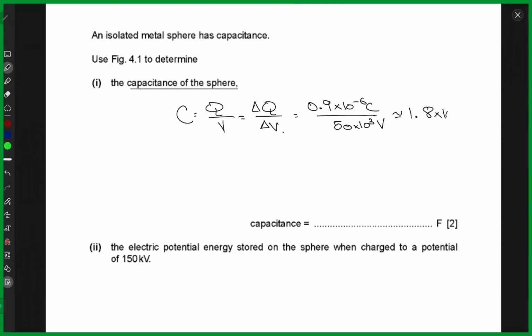1.8 into 10 raised to power minus 11 farads. They're asking for the capacitance in farads, so I can just write down this value in this place. So 1.8 into 10 raised to power minus 11. Any questions from so far from this?